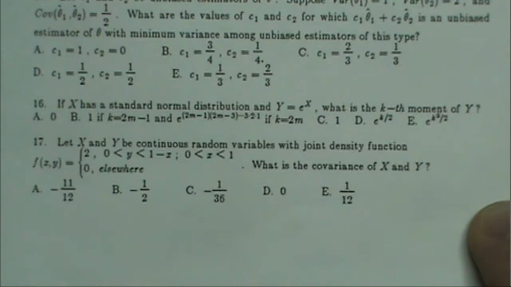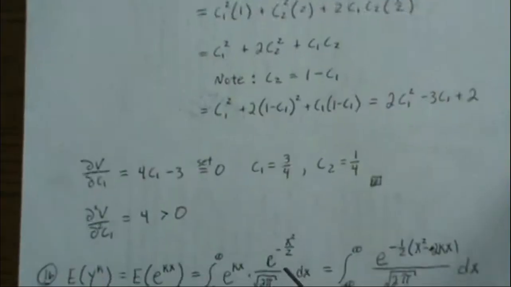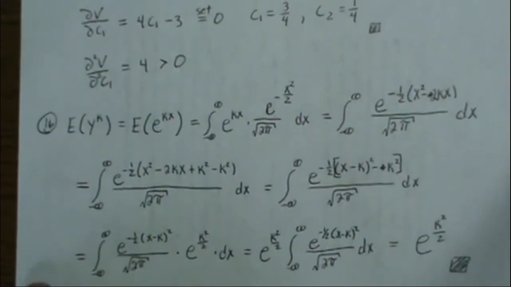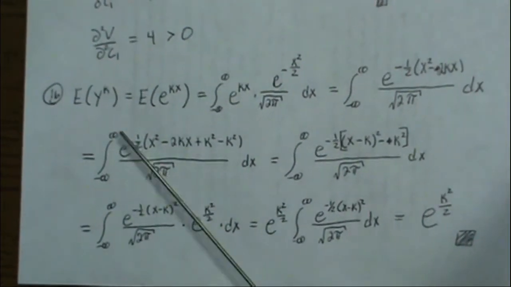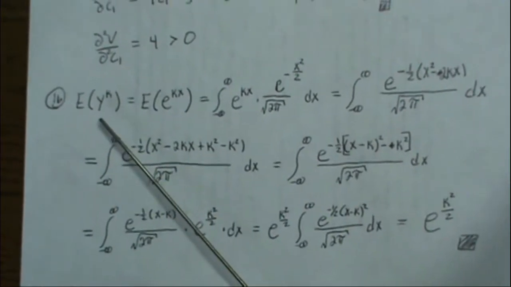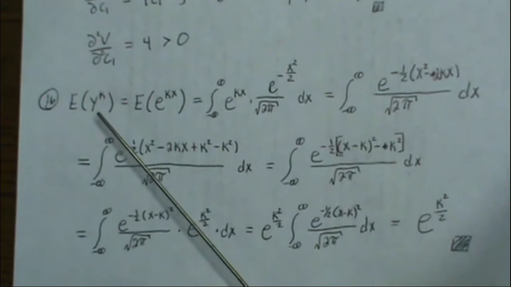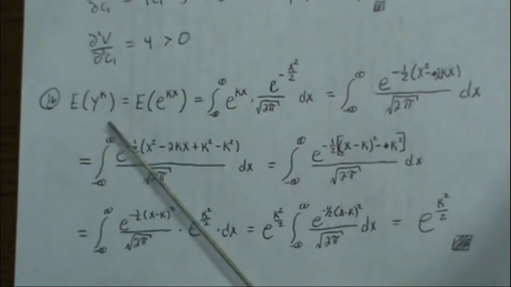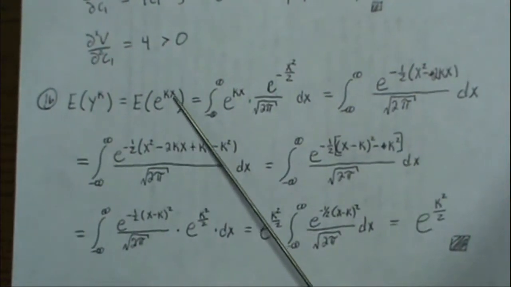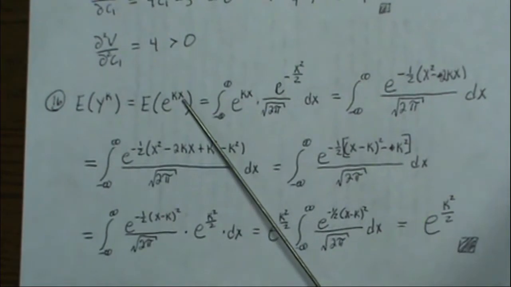Problem 16. If x has a standard normal distribution and y equals e to the x, what is the kth moment of y? We want to find the kth moment of y. But y is e to the x. So we substitute that in, and then we just get e to the kx.